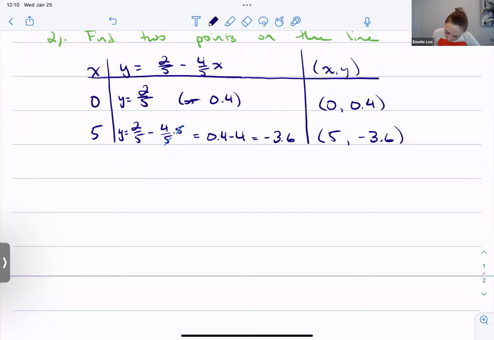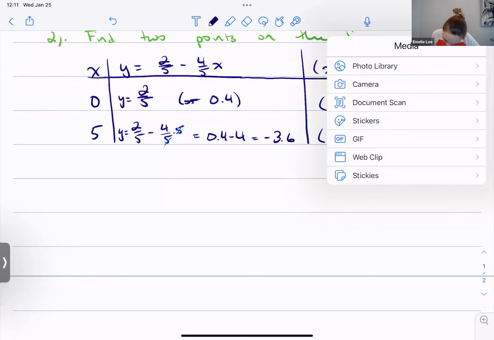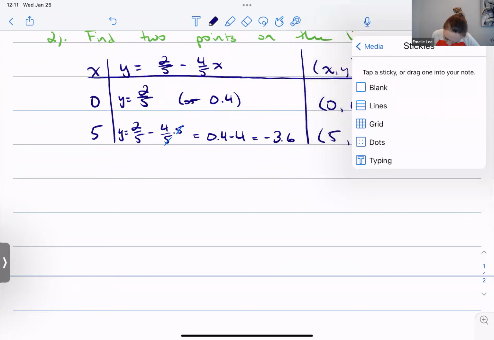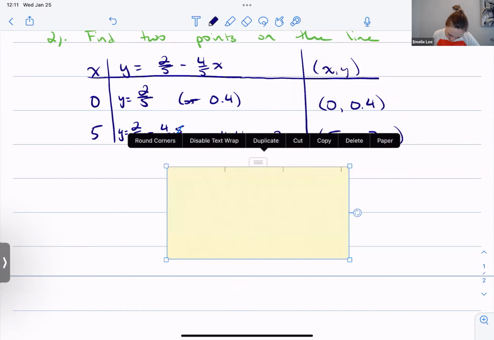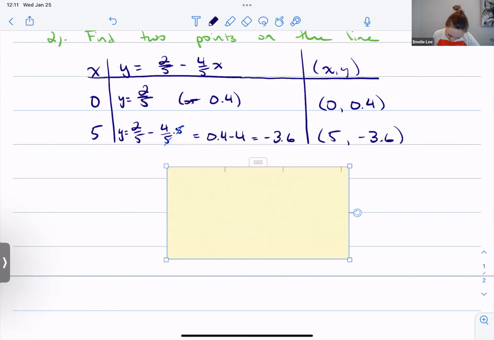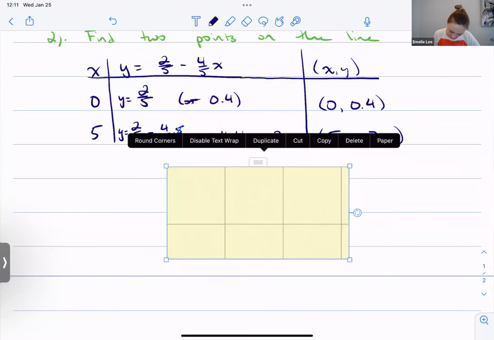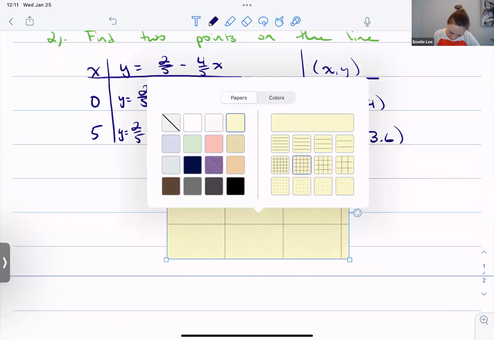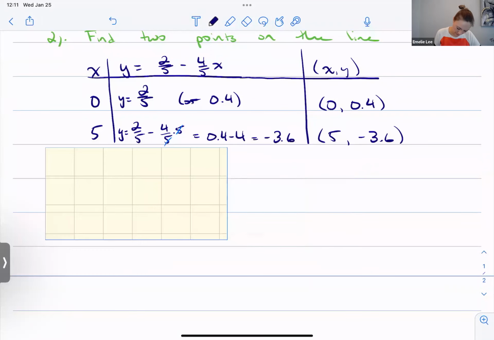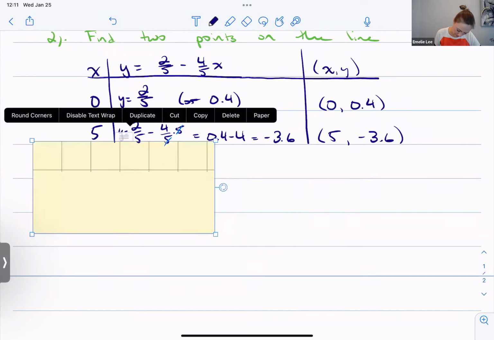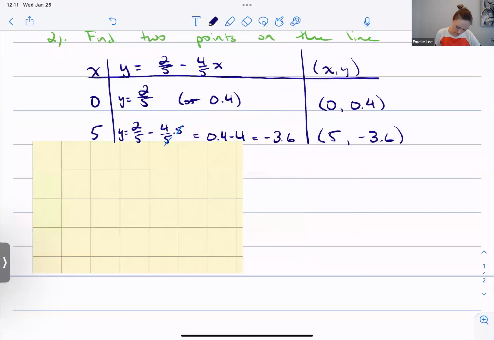Now remember, I'm just drawing, and I feel like I have these little stickies I could use. Oh, maybe not. Maybe like that. I'm going to need it to be slightly larger. Okay. Hopefully this will work here.